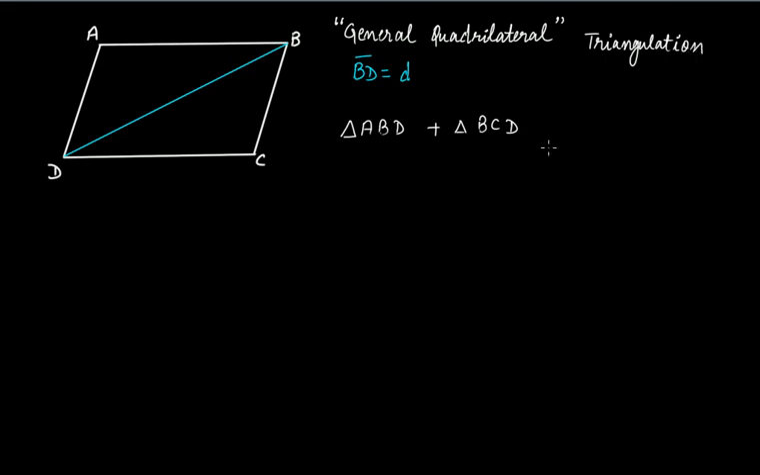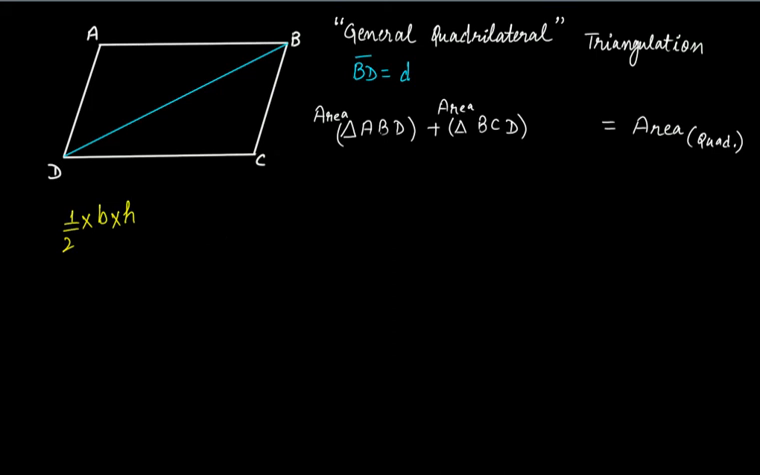Now, the area of quadrilateral ABCD will be equal to the area of triangle ABD plus the area of triangle BCD. That is this area plus this area. Now, what is the formula to calculate the area of a triangle? That is half multiplied by base multiplied by height. We know this one. So we have two triangles. We don't know what's the height here.